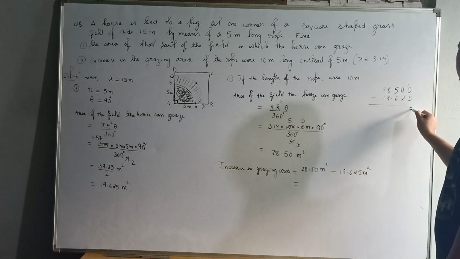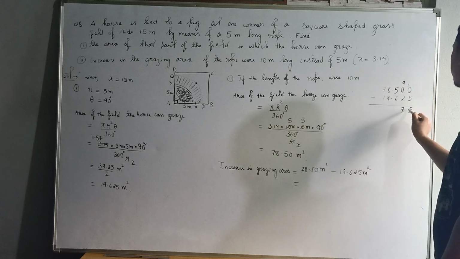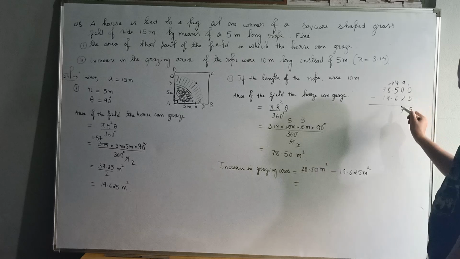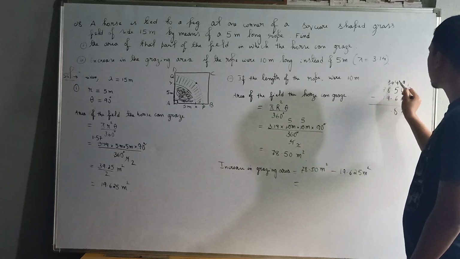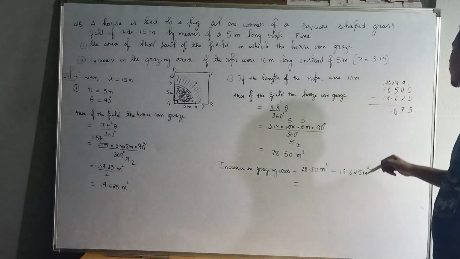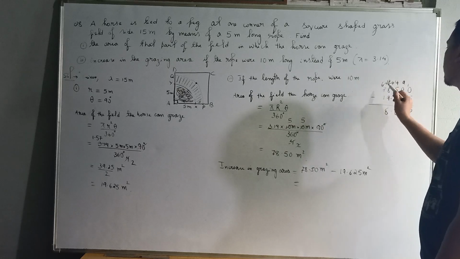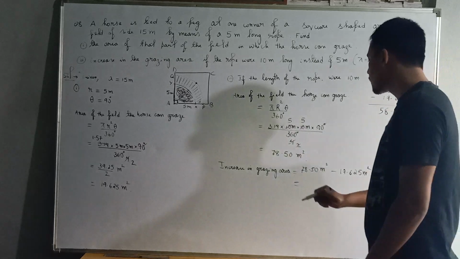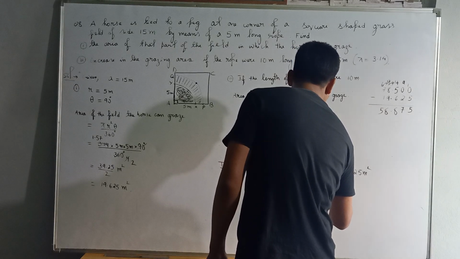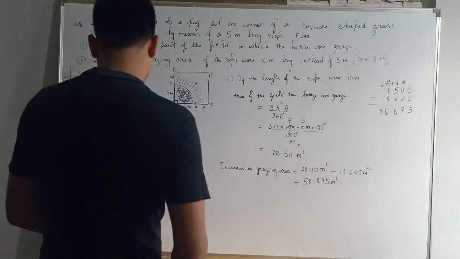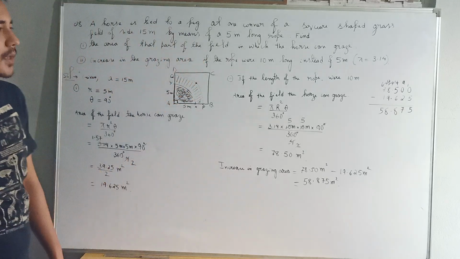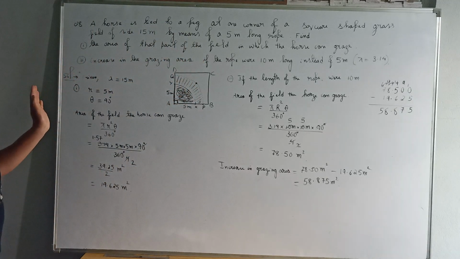10 minus 5, 5. We have 9 over here. 9 minus 2, 7. We have 4 over here. So 14, okay, 14 minus 6, 8. We have 7 over here, so we can borrow 1. So 17 minus 9 is 8. And then we have 6 over here. 6 minus 1, 5. So the increase in grazing area will be given by 58.875 square meters, which gives you the complete answer for part 2. Alright? Okay.